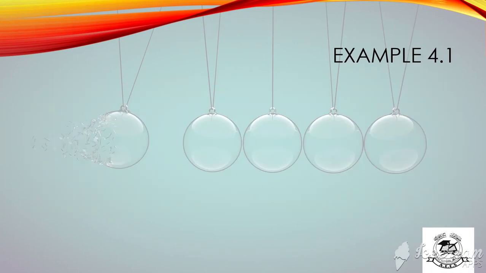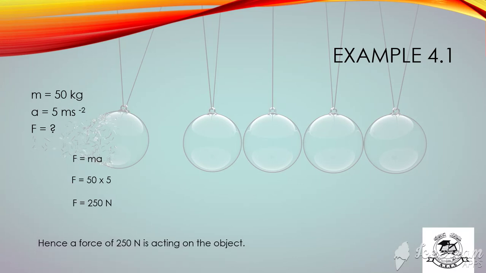So we have come to the first example from the book, example 4.1. It says that a body of mass 50 kilograms is moving with an acceleration of 5 meters per second squared. So we have to find out the force which is acting on the body. Simple formula, F is equal to ma, insert the values and you get 50 times 5, which is 250 newtons, and that's the force which is acting on the object.